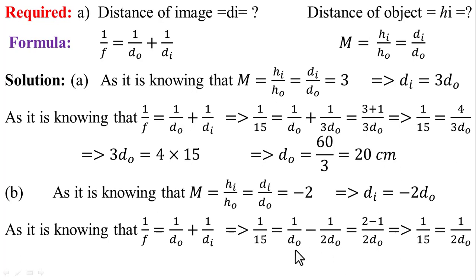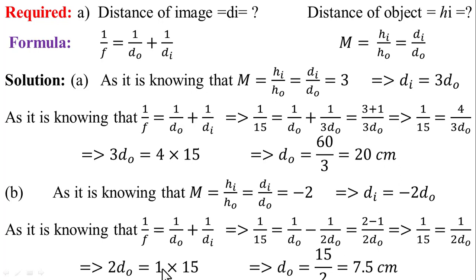This implies that 1 upon 15 is equal to 1 upon d naught minus 1 upon 2d naught. Taking the LCM of both terms, that is 2d naught, so 2 minus 1 upon 2d naught. So this implies that 1 upon 15 is equal to 1 upon 2d naught. Taking the cross multiplication, 2d naught is equal to 15. This implies that d naught is equal to 15 divided by 2, that is equal to 7.5 centimeter.